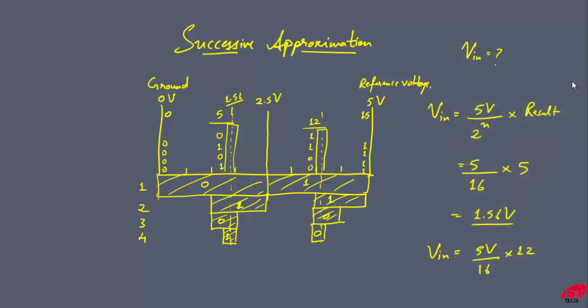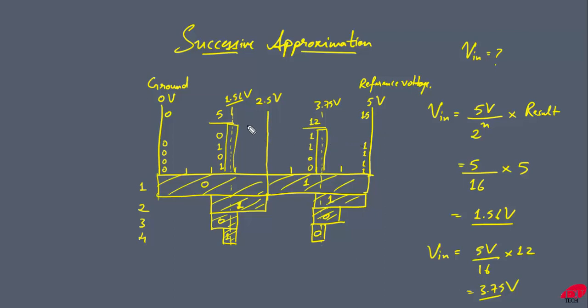Which is equal to 3.75. The appropriate voltage value for this 4-bit converted value 12 is 3.75 volt, and for 4-bit converted value 5, it is 1.56 volt. Now what we observed here is, in the successive approximation algorithm, the value that we need to process is being compared with the maximum value.